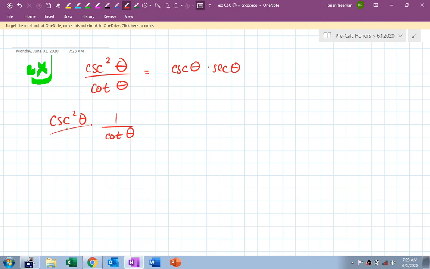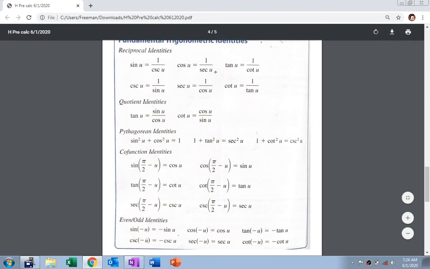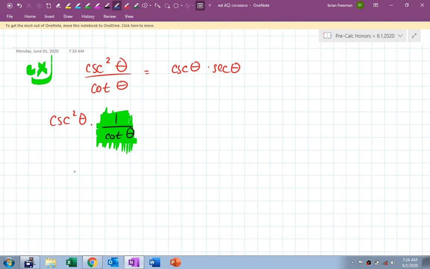So a lot of people, like I always said, you usually want to look for a Pythagorean identity because you have something squared. But if you ever have a fraction like this, you can probably take care of that. 1 over cotangent is tangent. So now I have cosecant squared times tangent. And that tangent's not squared because cotangent wasn't squared.